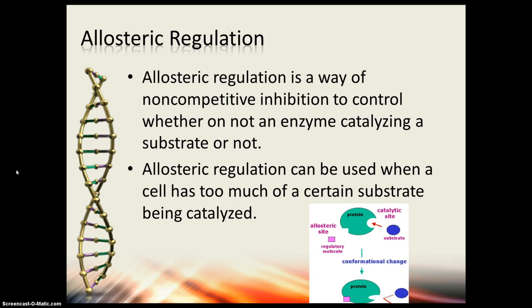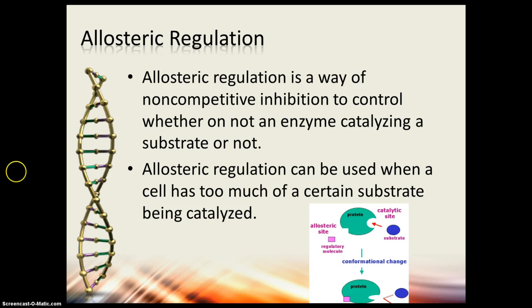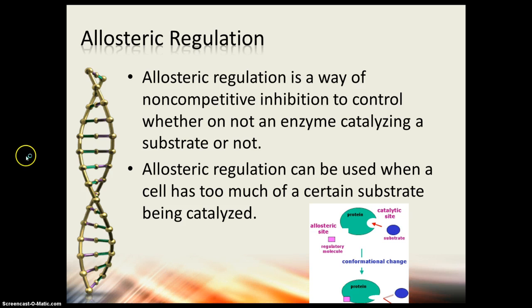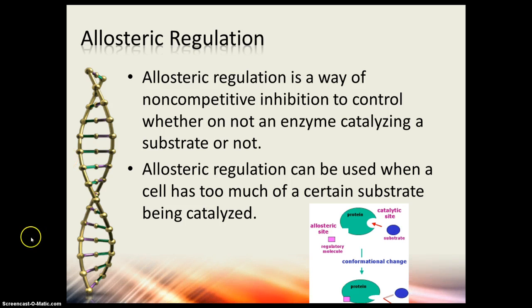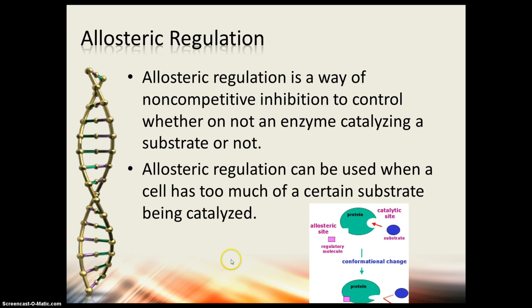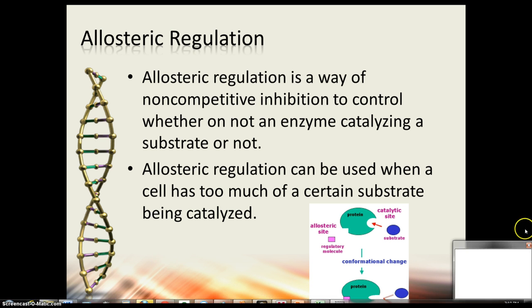Allosteric regulation. Allosteric regulation is a way for non-competitive inhibition to control whether or not an enzyme is catalyzing a substrate. Allosteric regulation can be used when the cell has too much of a certain substrate being catalyzed, because when enzymes catalyze certain substrates, it takes up energy, and that's just wasteful when it's not needed.